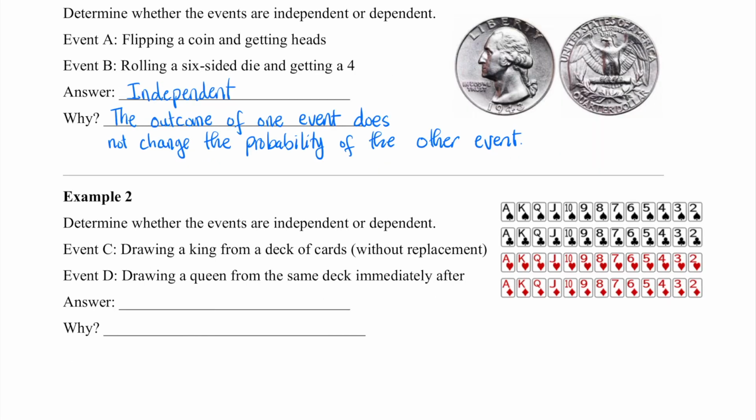Now, let's start on example 2. Event C is drawing a king from a deck of cards without replacement. Event D is drawing a queen from the same deck immediately after. And we want to know if these two events are dependent or independent. Let's think carefully. The phrase "without replacement" is extremely important.